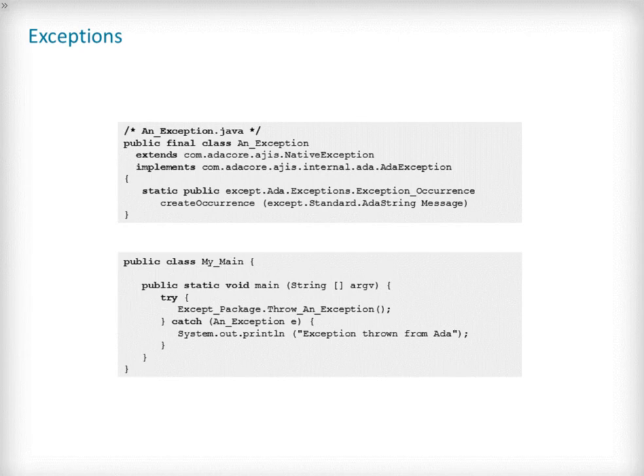Given the following Java main program, we can see a try-catch block around the call to the native Ada subprogram. The catch statement has used an object E of our exception class type that we generated using Ada to Java. If this code is built and executed, then the string exception thrown from Ada is displayed on the console.